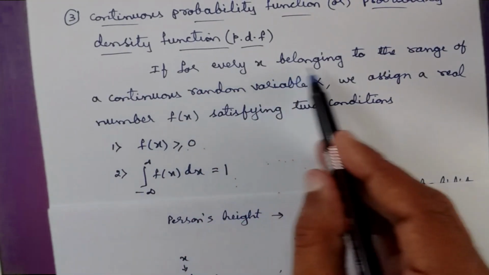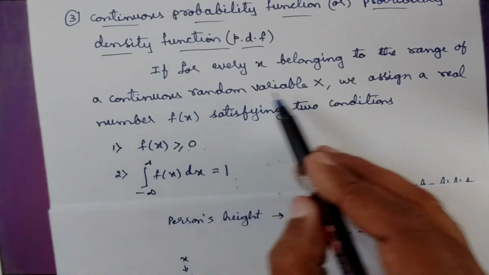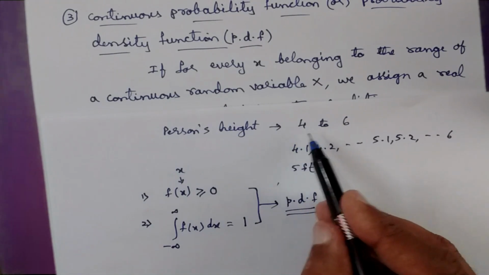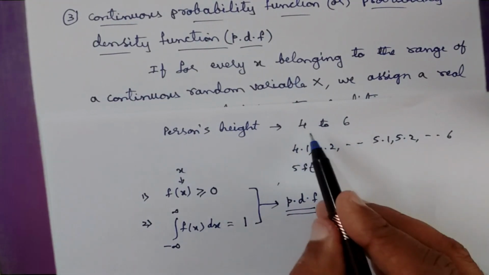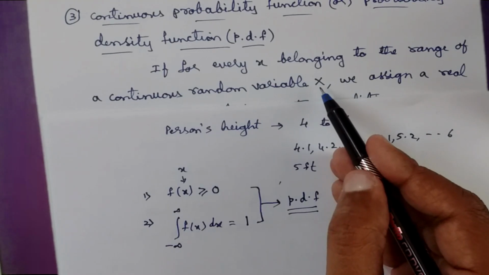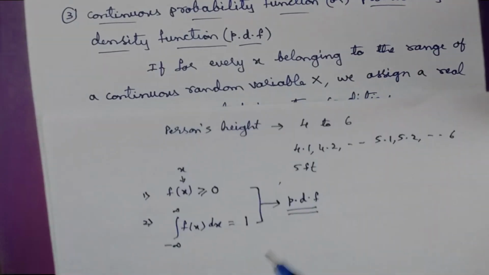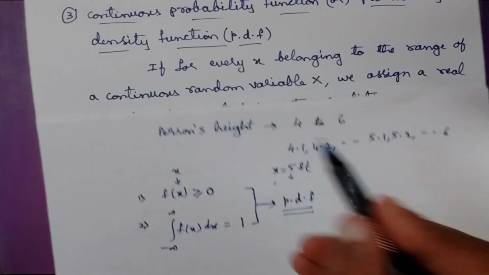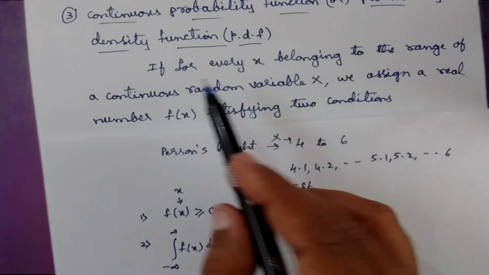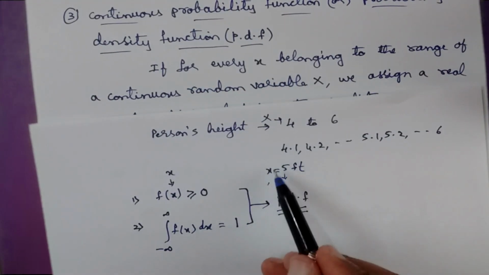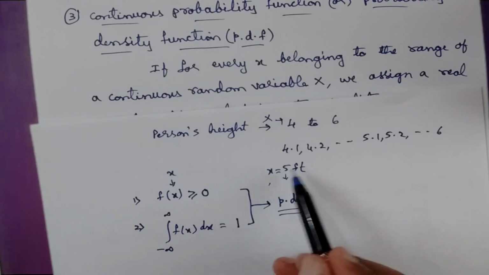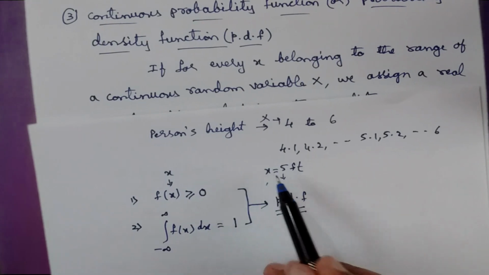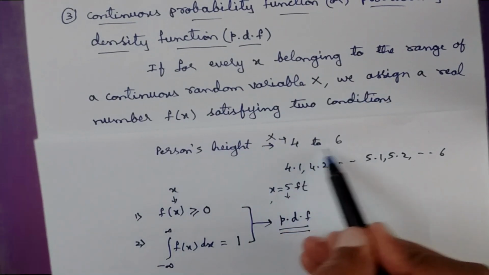So if for every x belonging to the range of a continuous random variable X. Once again you can take the same example of finding out the height of a person. If you are taking this range to be capital X and any value, suppose 5 feet you are trying to consider, then small x will represent your 5, and this capital X will be the range. So for any value that you want to calculate, you want to calculate the probability of finding a 5 feet person. So I am taking that as x in this range, capital X range 4 to 6.